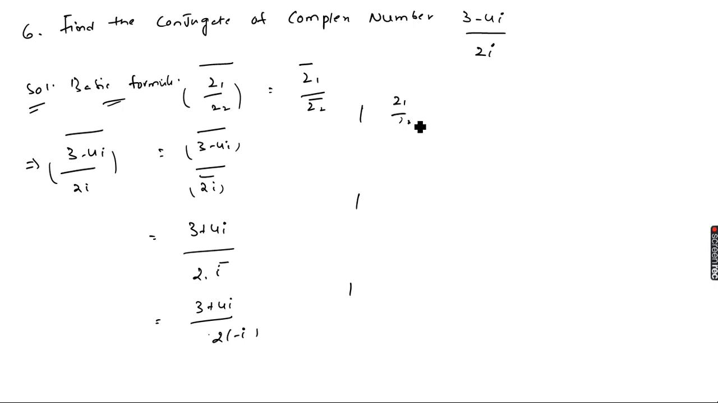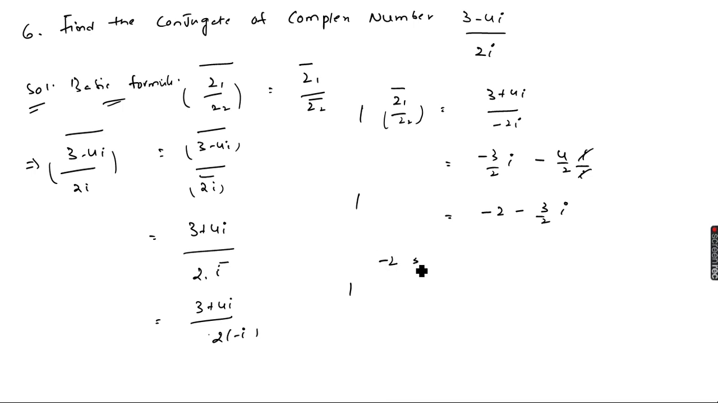So we get that z1 by z2 whole conjugate equals 3 plus 4i by minus 2i. Separate each one: minus 3 by 2i, minus 4i by 2i. The i by i is cancelled. So we get minus 2 minus 3 by 2i. So this is the conjugate of this one.